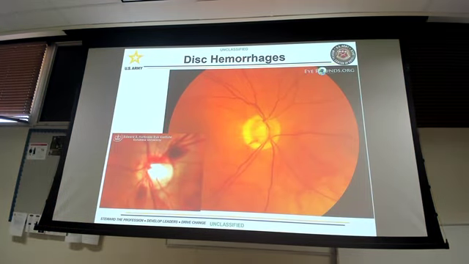You can also have disc hemorrhaging going on with POAG or advanced stage of POAG, and that's the bright red spots on the disc margin.